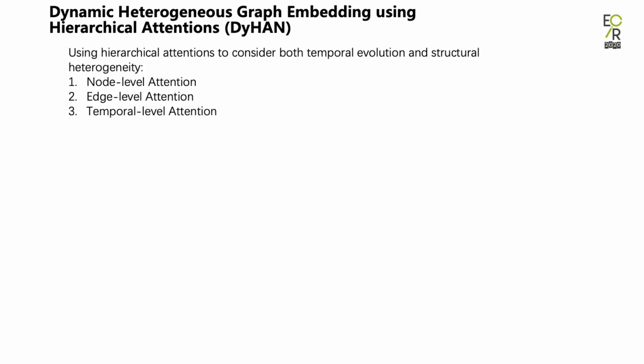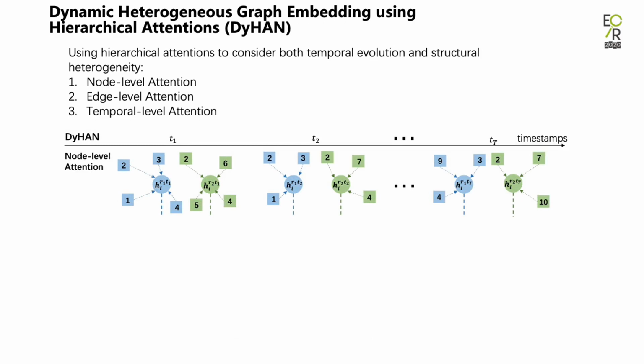So we propose a novel method using hierarchical attentions to take both temporal evolution and structural heterogeneity into account. Basically, there are three attentions. The first is the node-level attention, which is intended to aggregate node embeddings for the edge-specific subgraph.